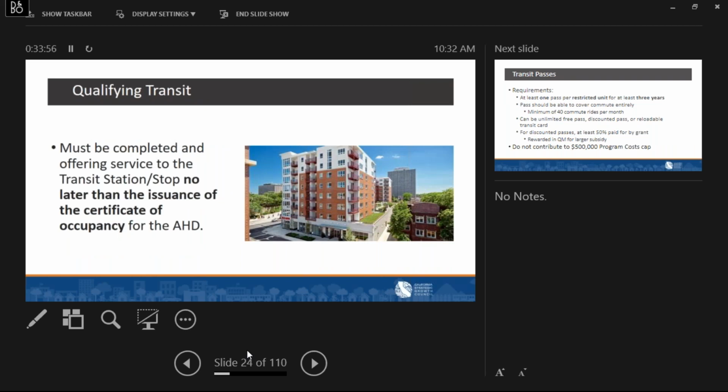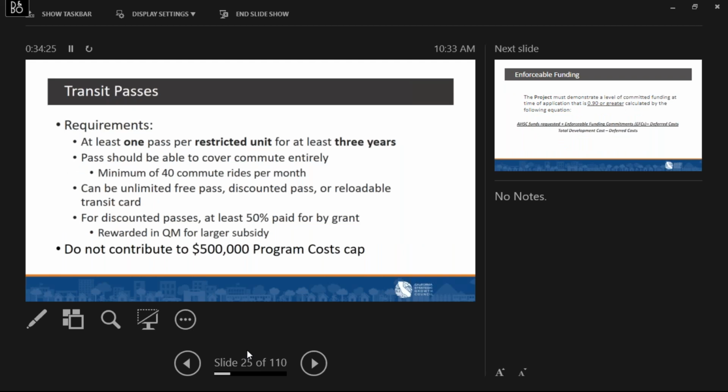So really just to hit this home, qualifying transit must be completed and offering service to the transit station or stop no later than the issuance of the certificate of occupancy for the affordable housing development. So this is for those ICP or RIPA projects that don't currently have qualifying transit. If you're building it in as a part of the project, it has to be in place at the same time as the housing development itself.